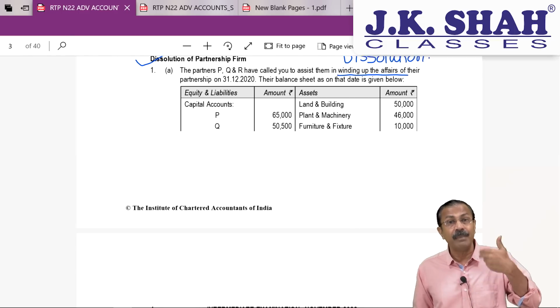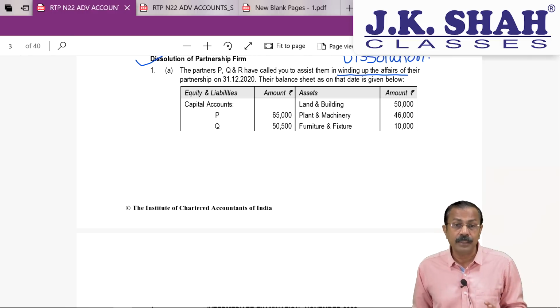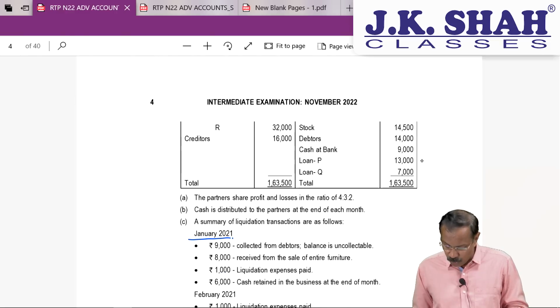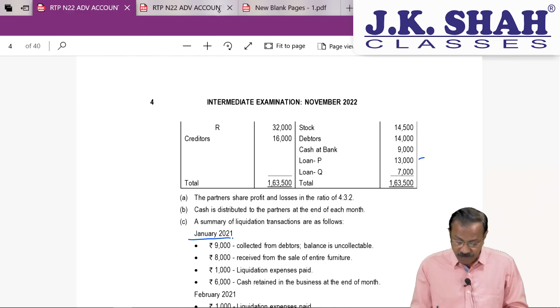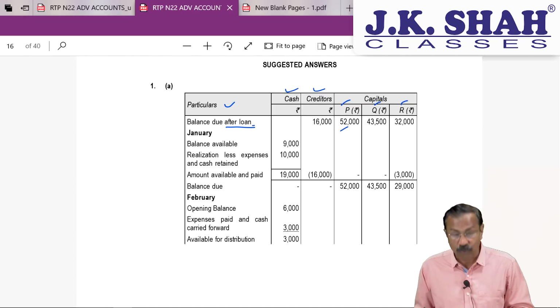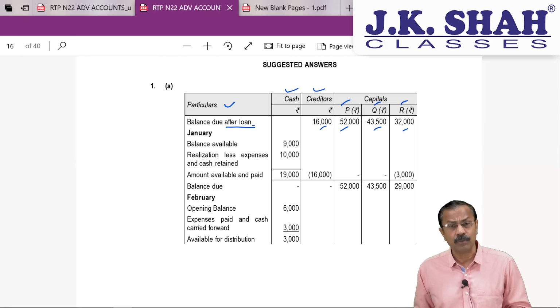Capital means firm has to pay the money to the partners. So it will be adjusted against the capital. P capital was 65,000. Loan was 13,000. So net figure is 52,000. Similarly Q, similarly R. Creditors was 16,000.